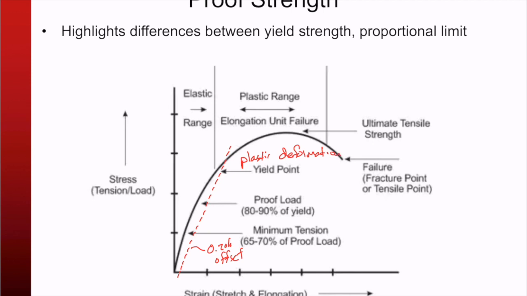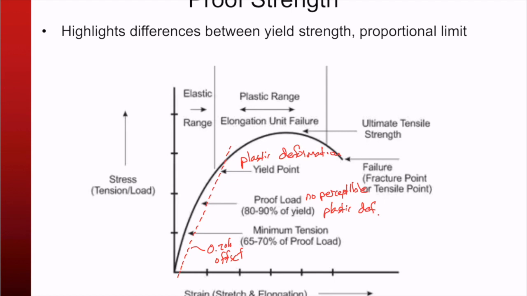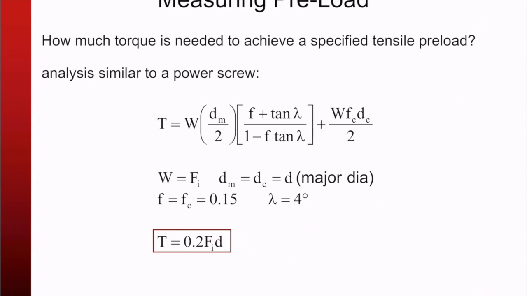Whereas the proof load is no perceptible plastic deformation. So what they do is that they'll load this up to about 90% of its yield strength, hold it for 10 minutes, and then release it. And then they measure it again. And if it's still the same length, right, they can't tell that it's any longer, then we say, okay, that's a safe proof load. So that's how they do that. This is kind of confusing, but for the most part, we're going to look at proof loads.